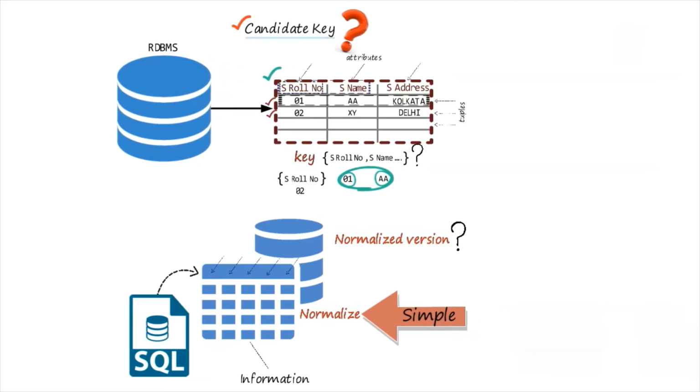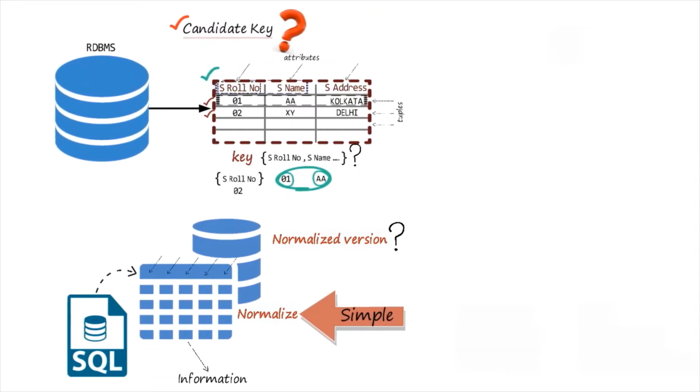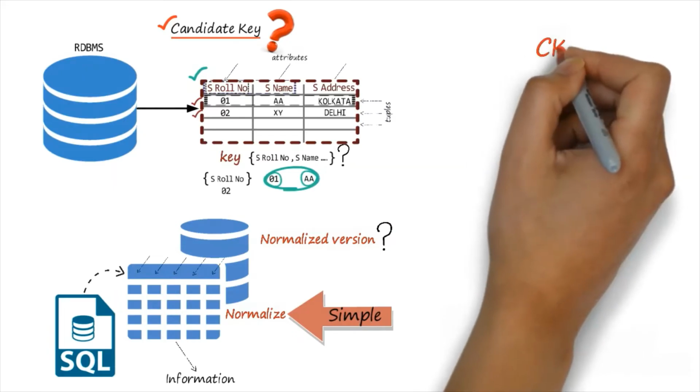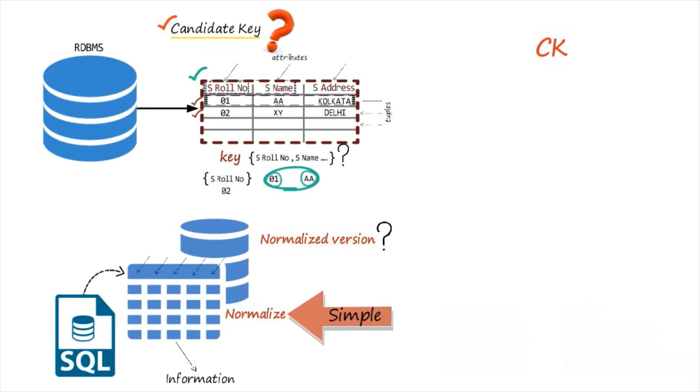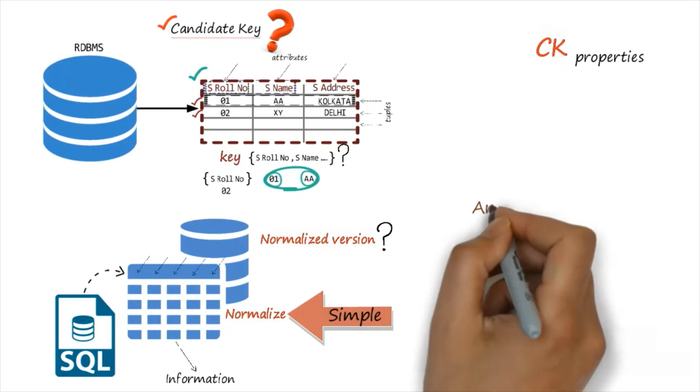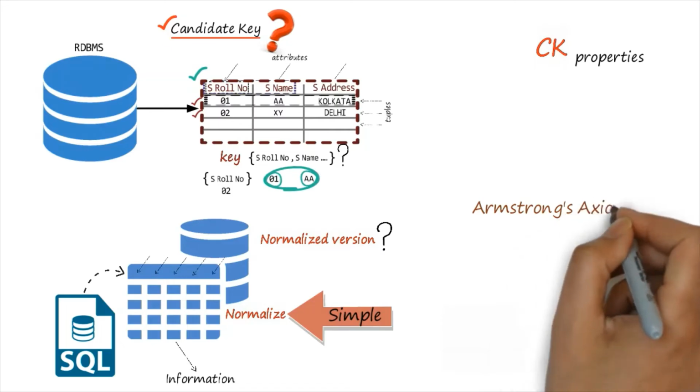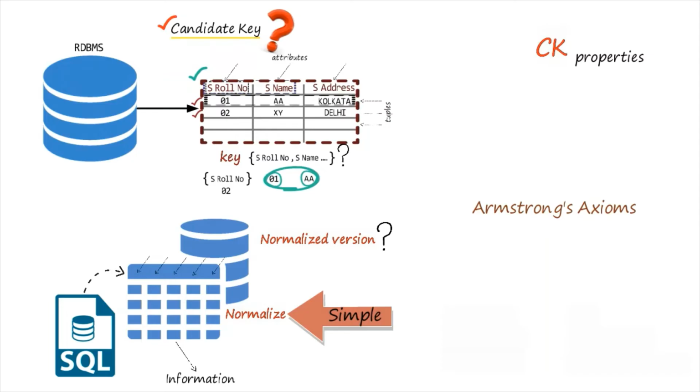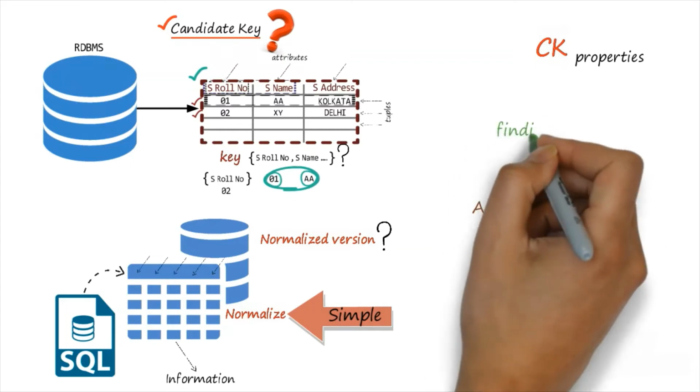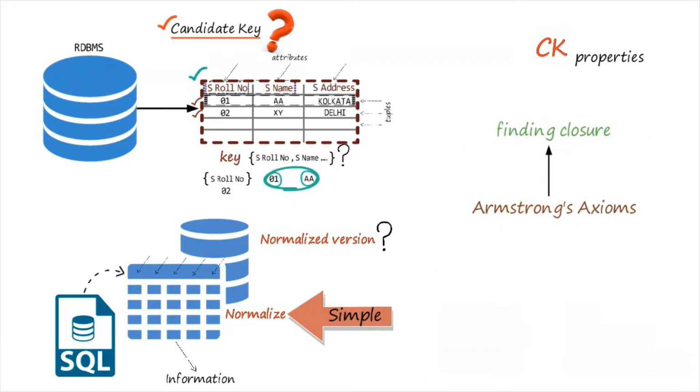Now, let's start with the concept. So, our objective is to find the candidate key and also find out what are the properties associated with the candidate key. But we are not coming into this portion directly. So before that, we have to follow two steps. First, we have to understand what do you mean by Armstrong's axiom. After understanding Armstrong's axiom, then I will go for the next step, which is known as finding closure.